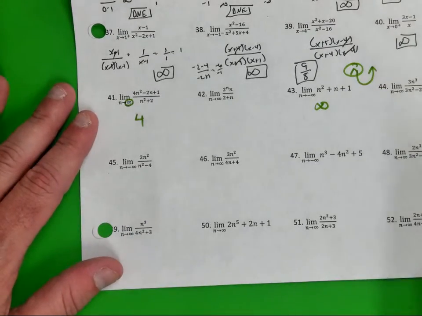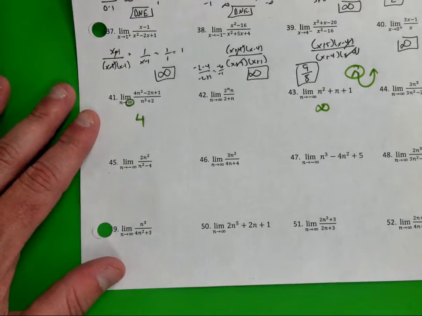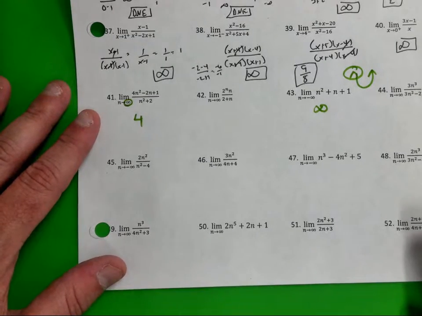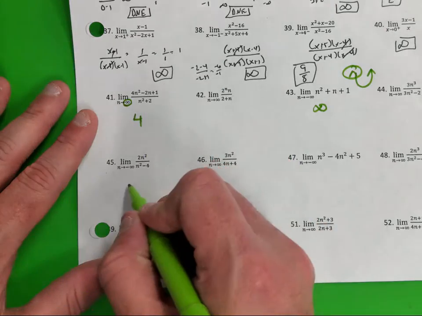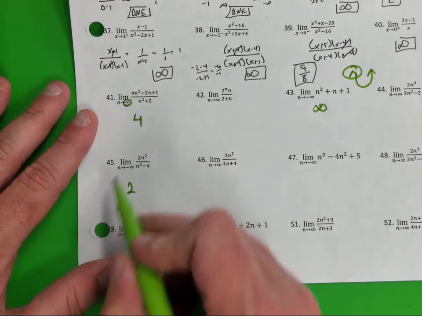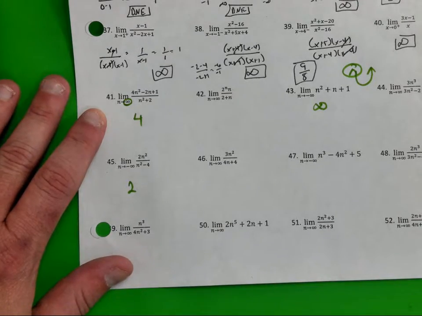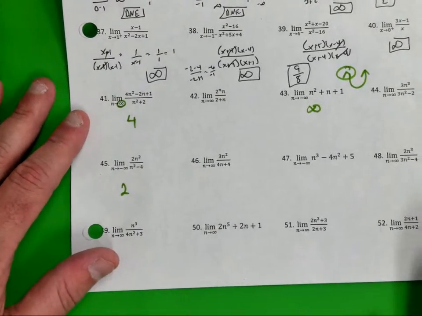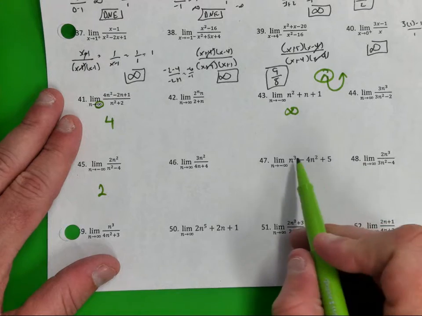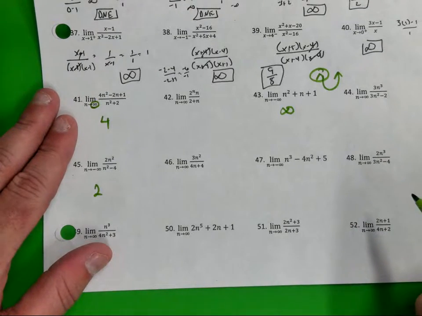Number 45. My highest degree in the numerator is what, class? 2. Denominator is what? What do I do with my leading coefficients? Divide. Doesn't matter if I'm going to negative or positive. If the degrees are the same, you divide the leading coefficients.